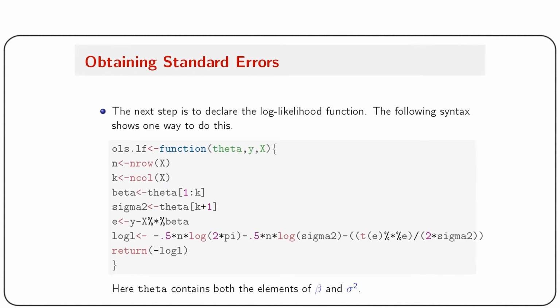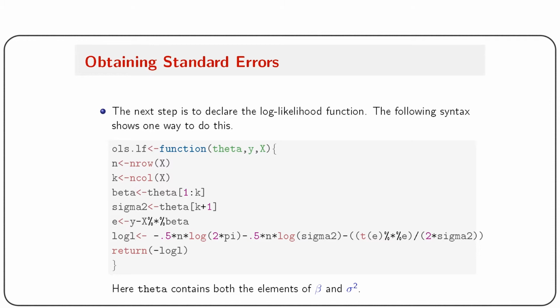So, the next step is to declare the log likelihood function. The following syntax shows how to do this. Say OLS.LF is function(theta, y, x), three arguments we are passing. So, n is nrow of x, k is ncol of x, then beta equals theta[1:k] and sigma2 equals theta[k+1], and then e equals y minus x %*% beta, the x prime beta actually.